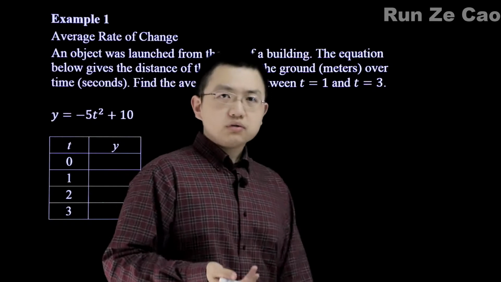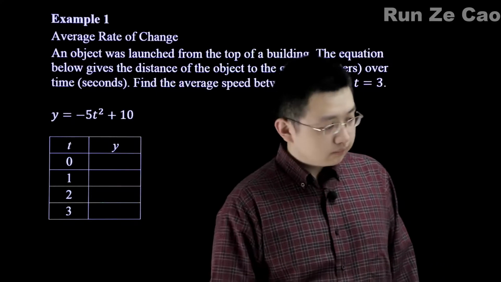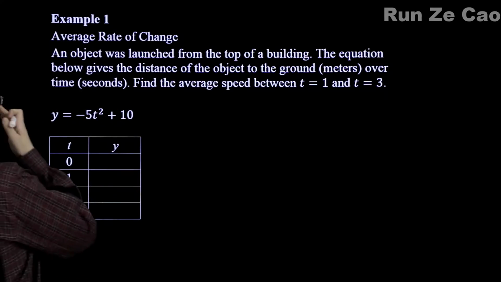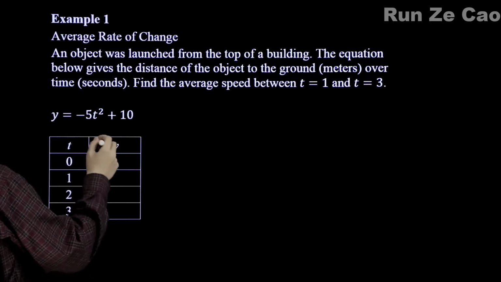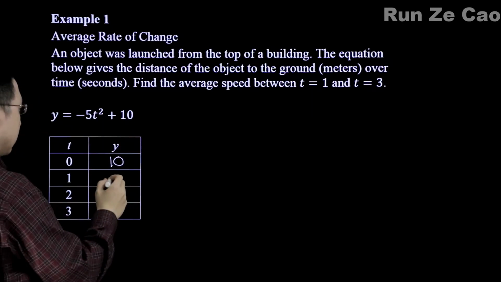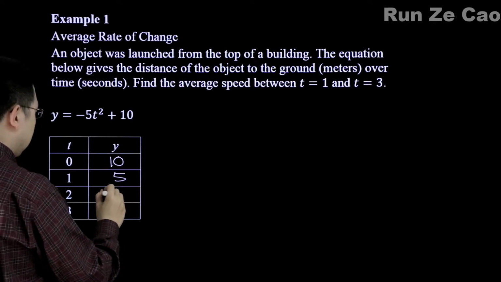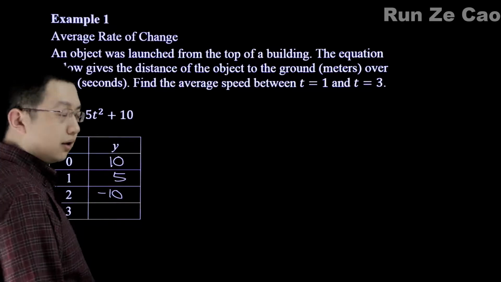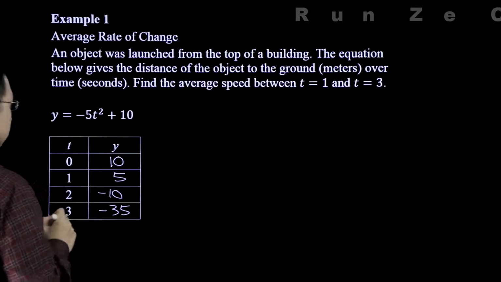Why? Well, we don't know if the ground is being used as a reference level or not. Usually it is, but not always. So unless otherwise specified, we won't assume that going underground is not doable. So t equals 0, y is 10. T is 1, well, negative 5 times 1 plus 10 is 5. T equals 2, and we would get negative 10. T equals 3, negative 5 times 9 is minus 45. So minus 35 here.